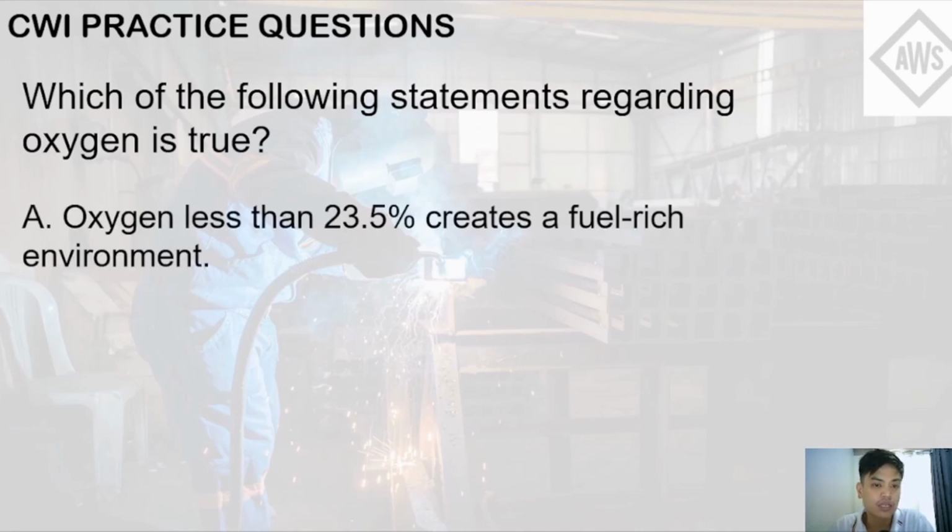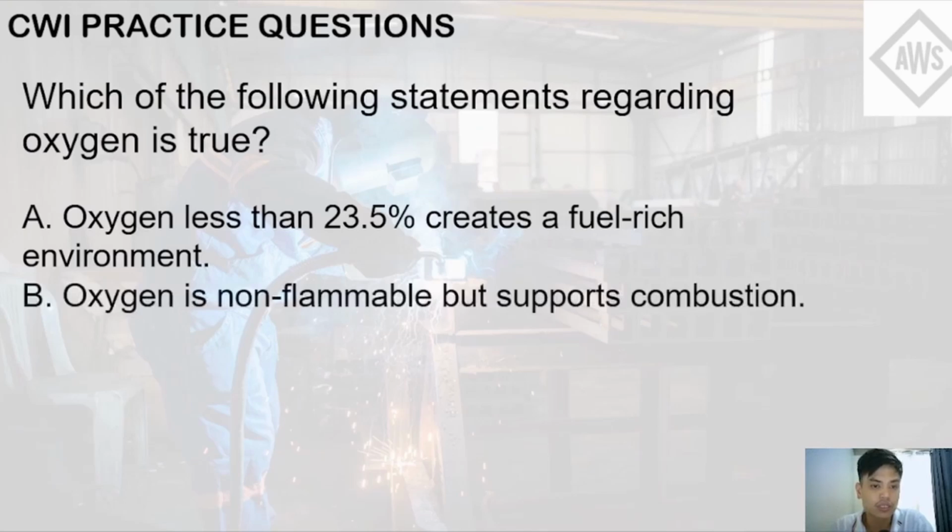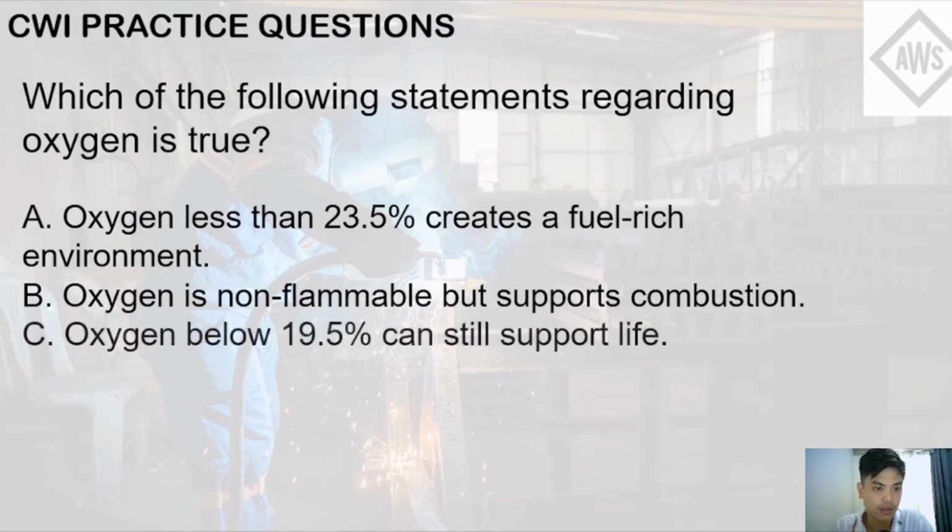Letter A. Oxygen less than 23.5% creates a fuel-rich environment. Letter B. Oxygen is non-flammable but supports combustion. Letter C. Oxygen below 19.5% can still support life. Letter D. Both A and C. So basically, the CWI exam has these types of questions.